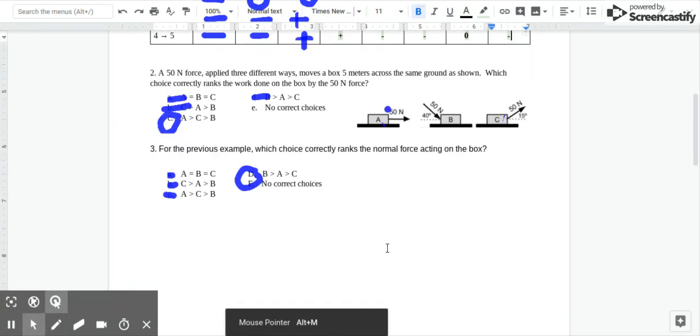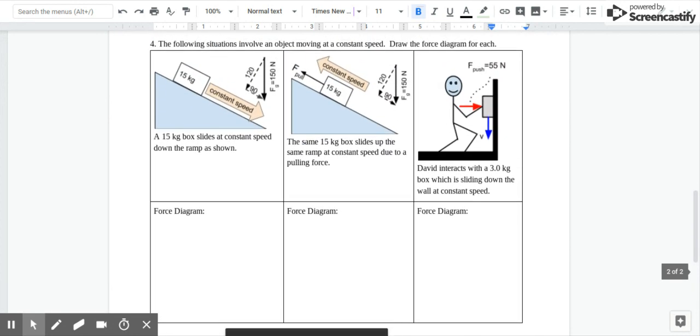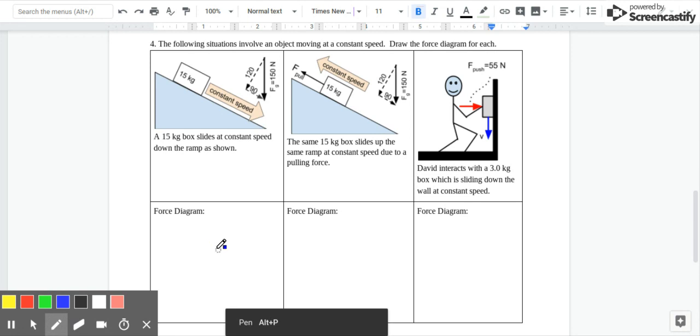Okay. And the last one. Well, this isn't the last one, is it? Nope. Okay. Oh, it's going to be a pain in the neck.